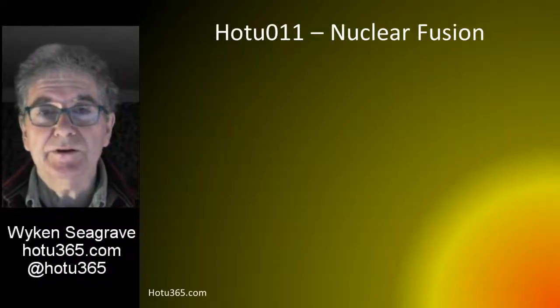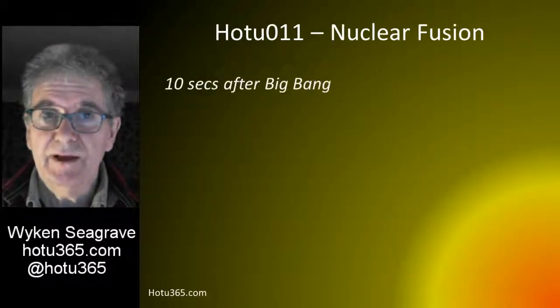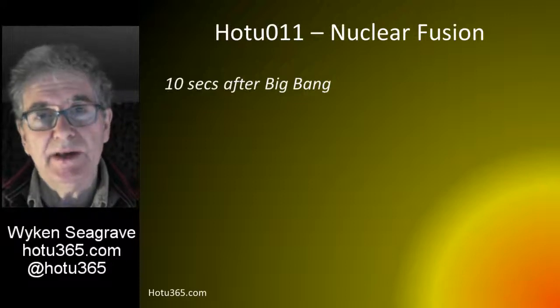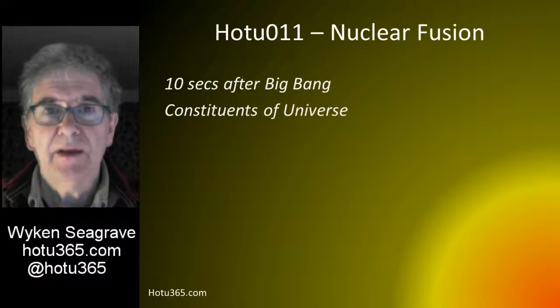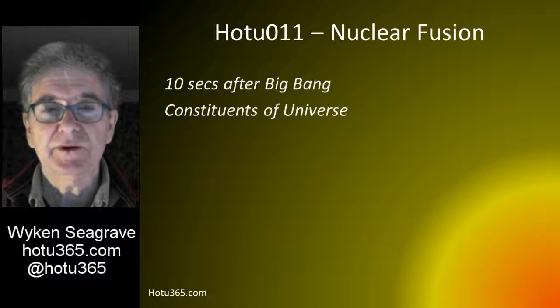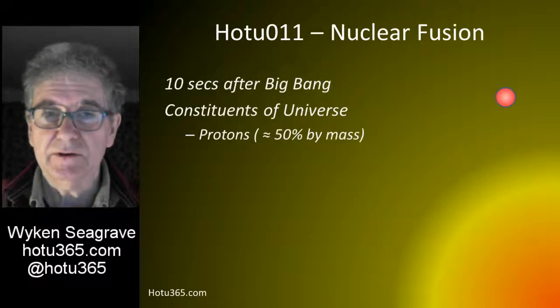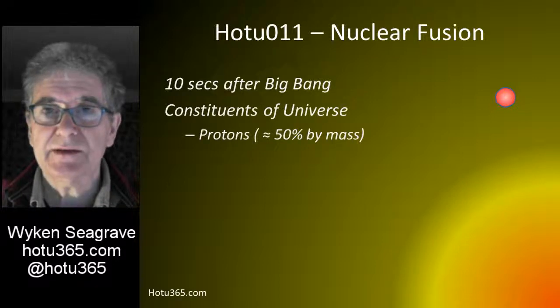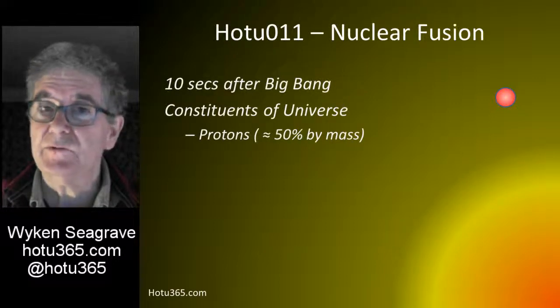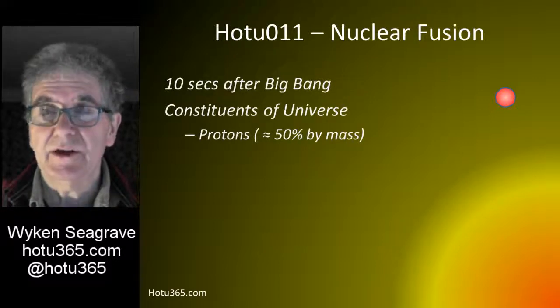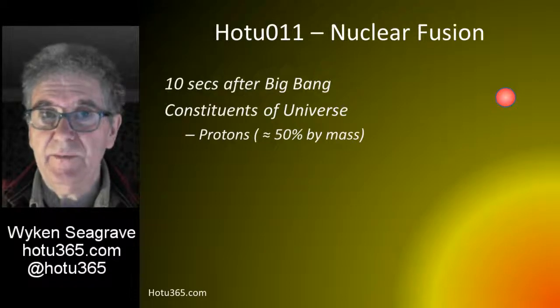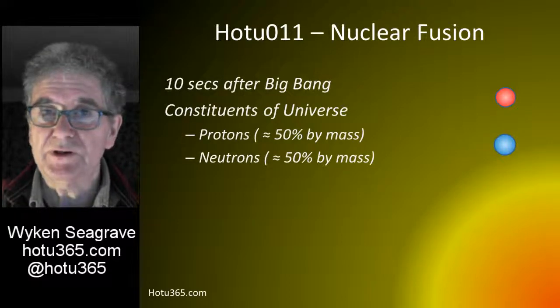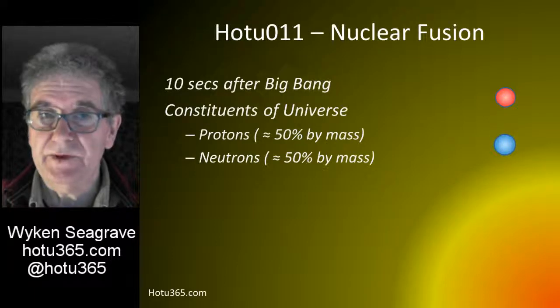So, today I'm going to talk about nuclear fusion. So far we've reached about 10 seconds after the Big Bang. The constituents of the universe were protons, which comprised about 50% of the mass of the universe that we could see. I'm not including the dark matter here. Neutrons, which consisted of the other 50%.